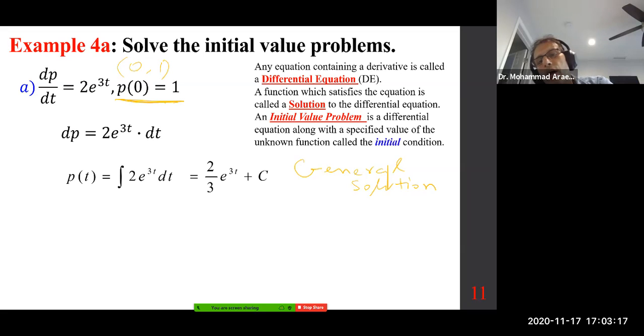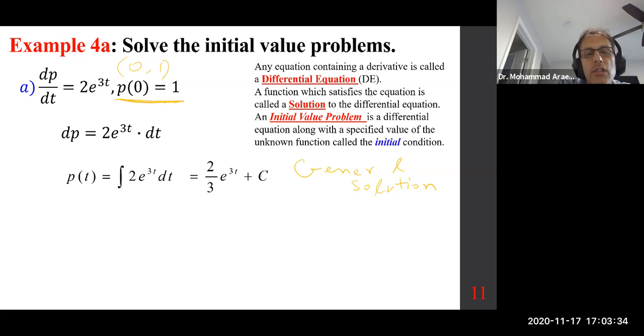Okay, everyone, you have a general solution. So what we have been doing so far is solving for a general solution. Okay, fine. And we would be done, except we have a pair with coordinates 0, 1. That means replace the t with 0, everybody, and p of t with 1. Let's do that.